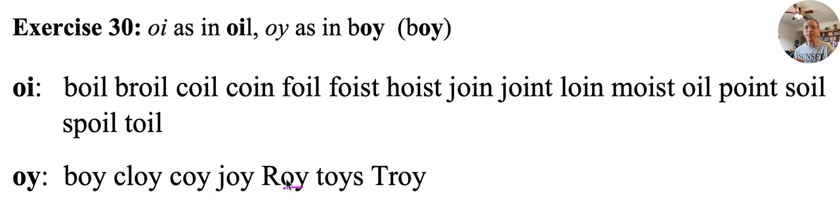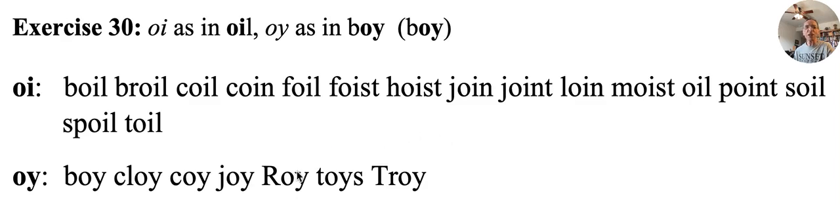Roy is a name. Roy. Toys. Now notice here, oi doesn't come at the end of a word, but since when you add the S to the end of the word, you don't have to change that to I. And then Troy, I've had a lot of students in my life come for tutoring, but Troy's one that I just really came to love because he's the one student that I homeschooled, and he is a wonderful, nice boy.